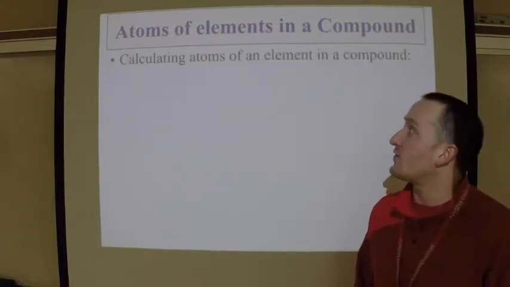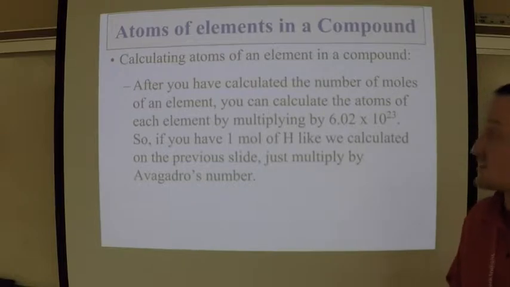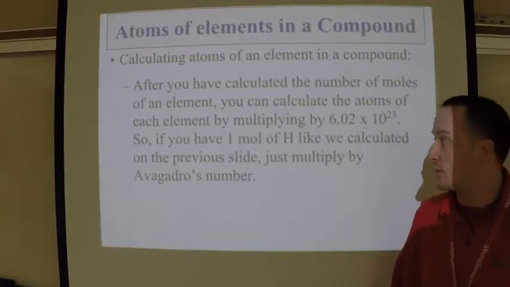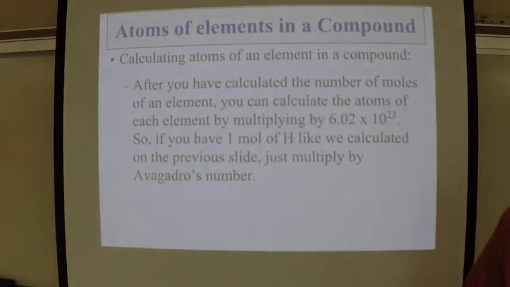Now, let's say that we were trying to find atoms of elements in a compound. What I would do here is really the exact same process, except now I have to do one more step. After you've calculated the number of moles of an element, you can then calculate the atoms of an element by multiplying by 6.02 times 10 to the 23rd. So in our previous problem, we calculated that we had 1 mole of H.